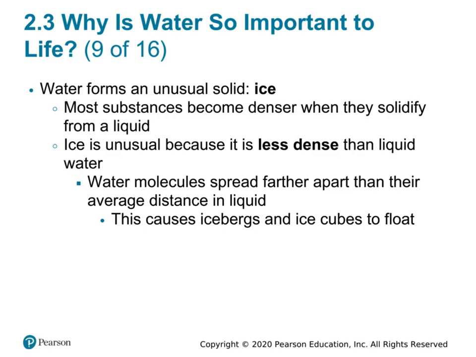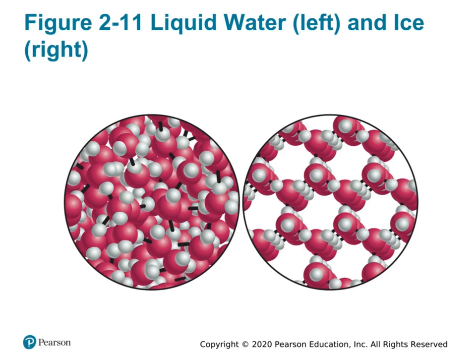Water forming a solid actually makes it less dense, and that means that we can have bodies of ice on top of bodies of water. That's why icebergs and ice cubes float, because they're less dense, less heavy than liquid water. And that's because when something freezes, with the structure that water has, it actually causes the molecules to expand out in a more organized lattice structure, and the molecules end up not being as close together.